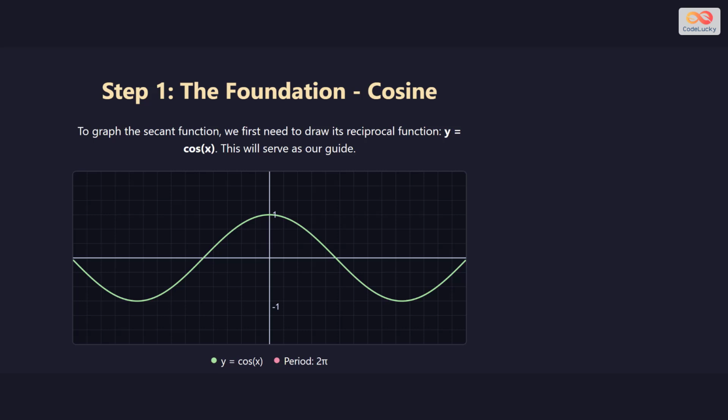To build the secant graph, we must start with its foundation, the cosine function. Here you see the standard wave pattern of cosine. It oscillates smoothly between -1 and +1. This wave will act as a skeleton or guide for drawing our new function.